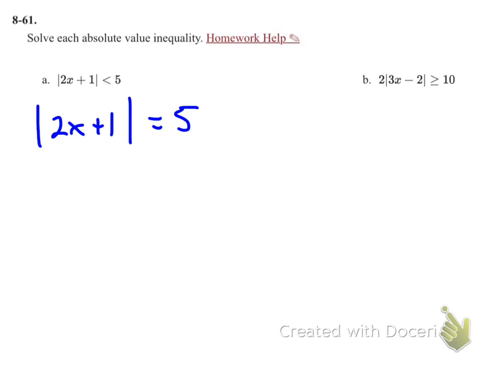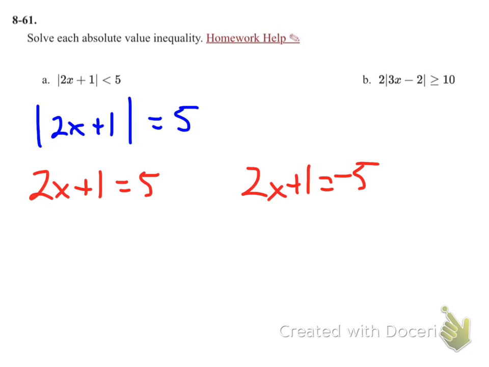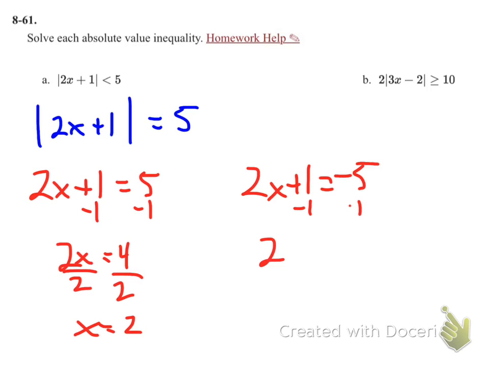So that sets us up for this next part. Now, when I look at my 2 equations, I'm going to get 2x plus 1 equals 5, because I want to know the value of x that makes it equal 5. And I have 2x plus 1 equals negative 5. Both of them are going to be solved the same way. I'm going to subtract 1 from both sides on both problems. So I get 2x equals 4, and dividing, I get x equals 2. On this one, I get 2x equals negative 6, and when I divide, I get x equals negative 3.